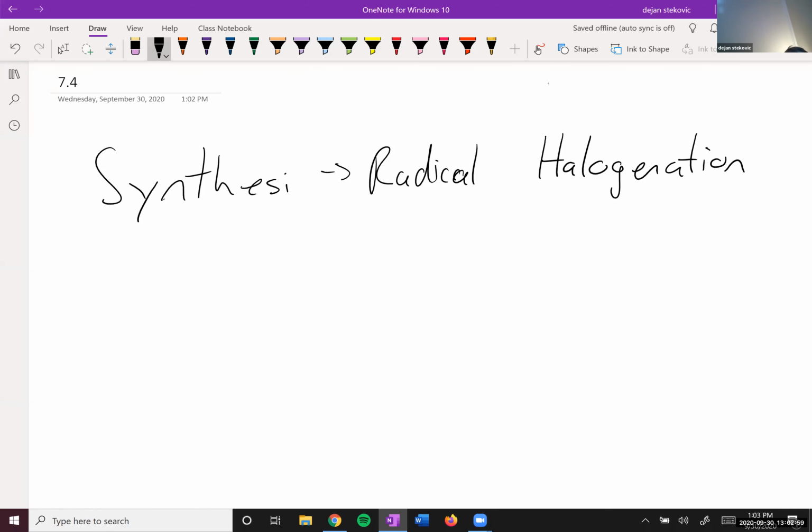All right, so why did we bother reviewing radicals? It's because this is the way we're going to synthesize organohalides, right? We're going to synthesize organohalides through radical halogenation. So we already did a little bit of this, so review.